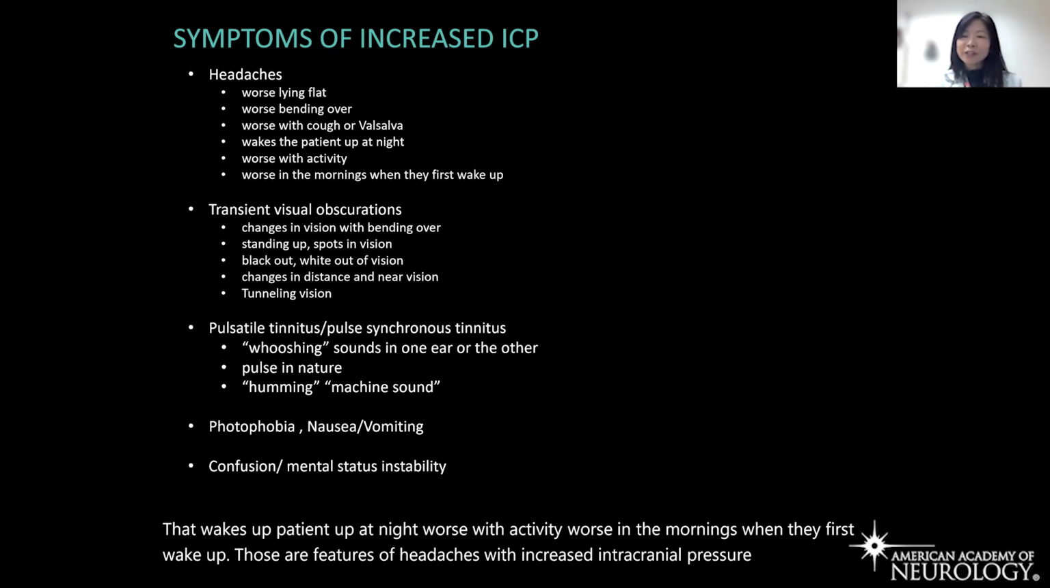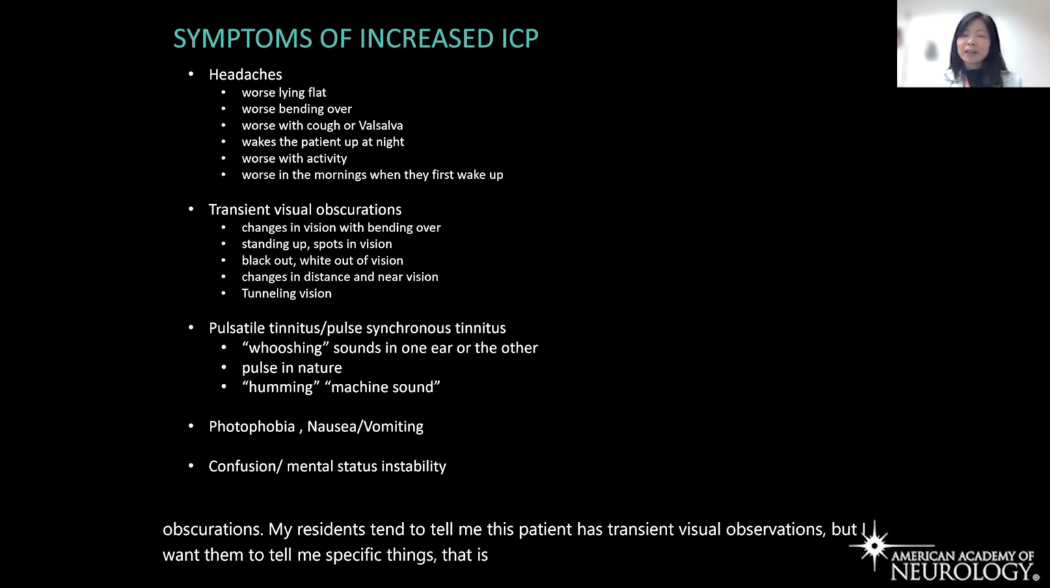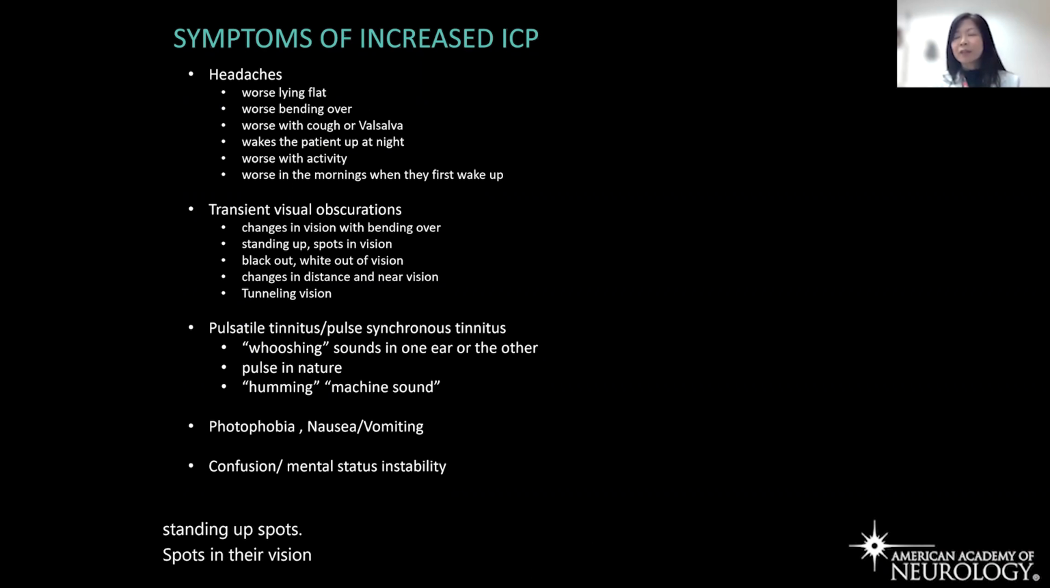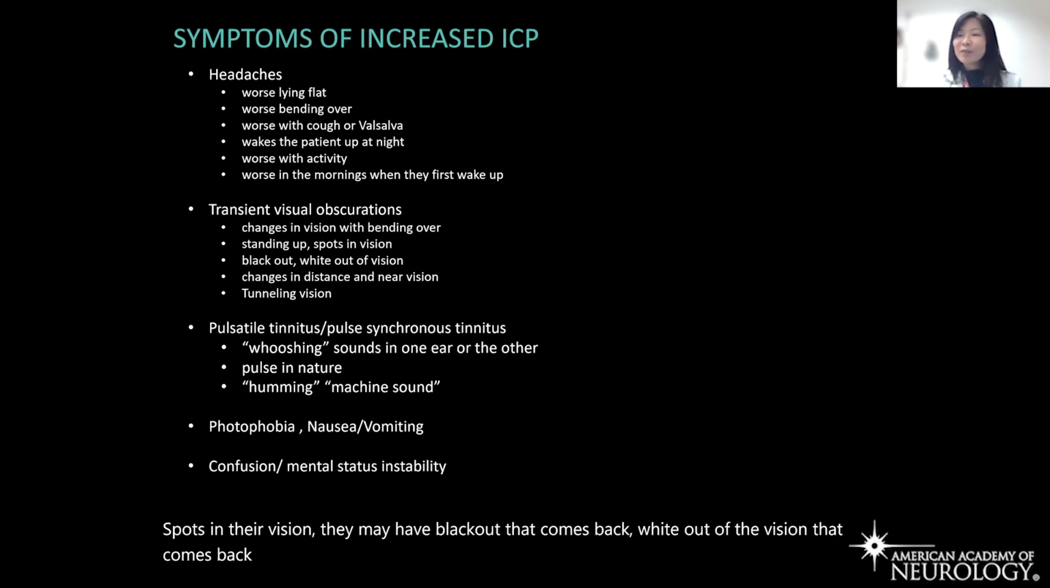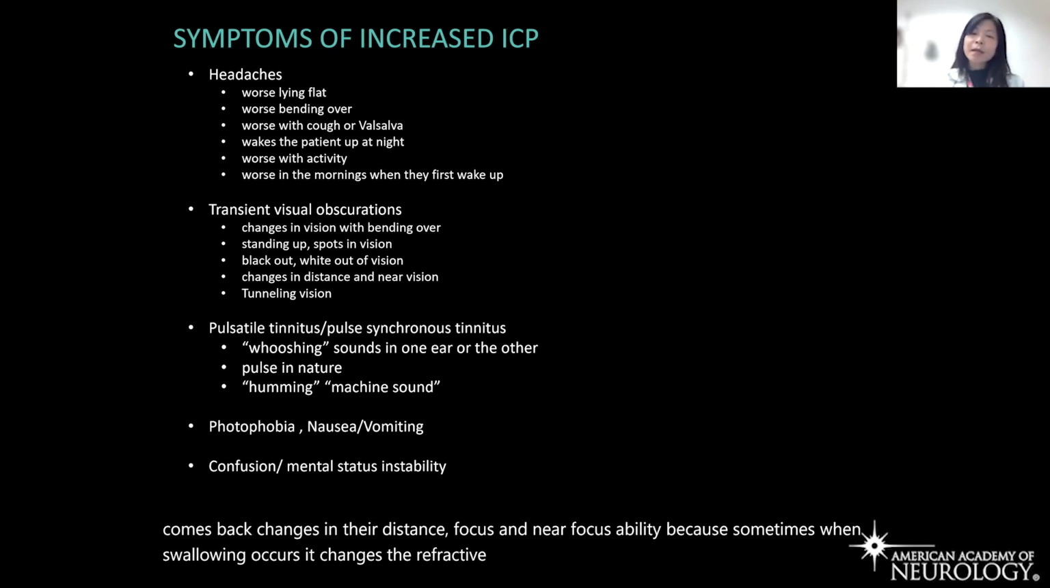Transient visual obscurations. My residents tend to tell me, oh, this patient has transient visual obscurations, but I want them to tell me the specific things described that correlate to a transient visual obscuration. And those specific changes include changes in vision when they're bending over or standing up, spots in their vision. They may have a blackout that comes back, a whiteout of their vision that comes back, changes in their distance focus and near focus ability, because sometimes when swelling occurs, it changes the refractive error, and any tunneling vision.